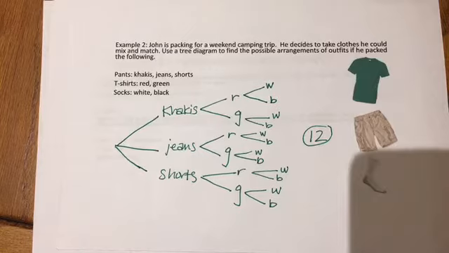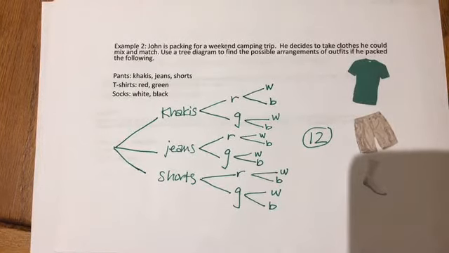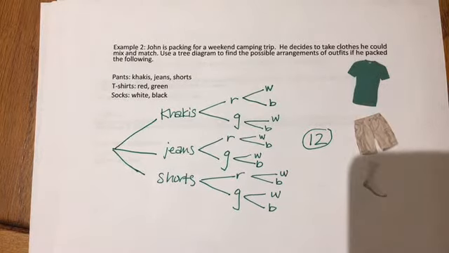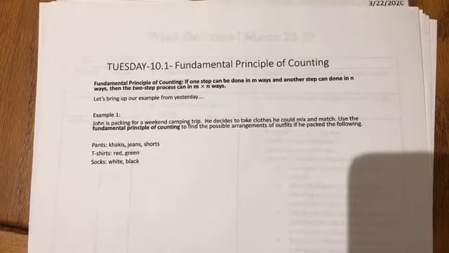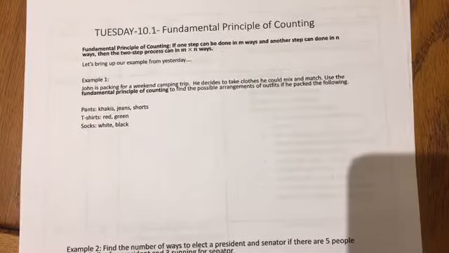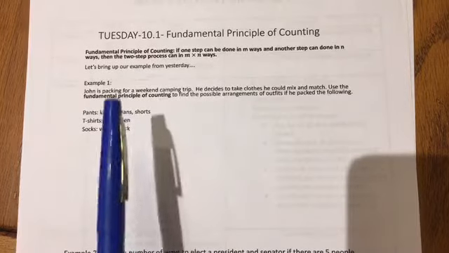Let's say we have 5 pairs of pants and 6 different t-shirts and 7 pairs of socks. Our trees would be huge. And we are going to learn a method today where we don't need to draw a tree. Now, we are actually going to use the same problem, but we're going to use the fundamental principle of counting. And the fundamental principle of counting says this.